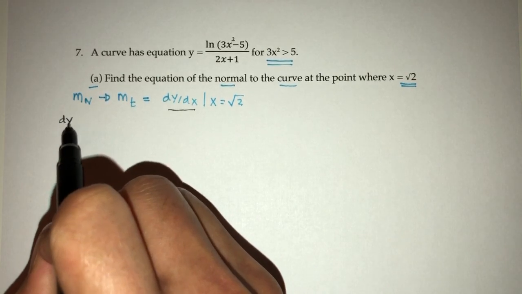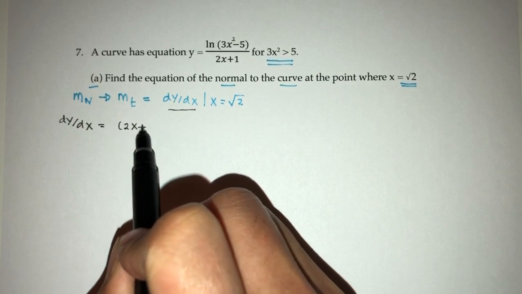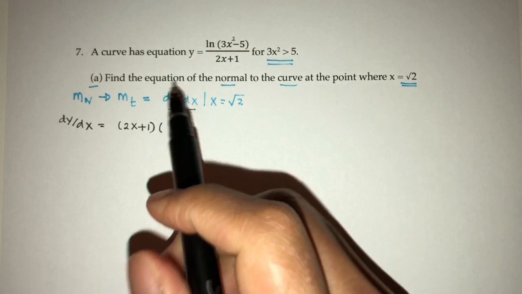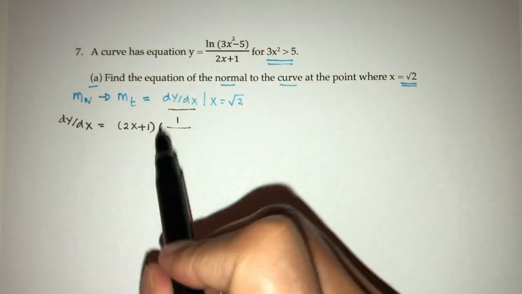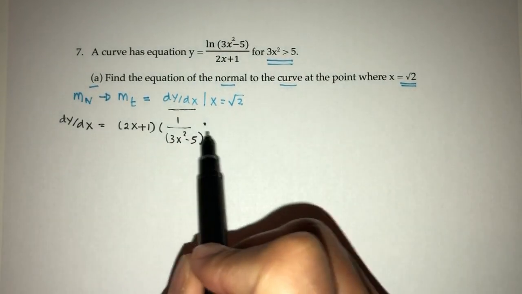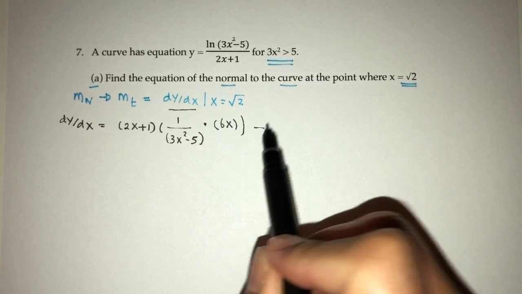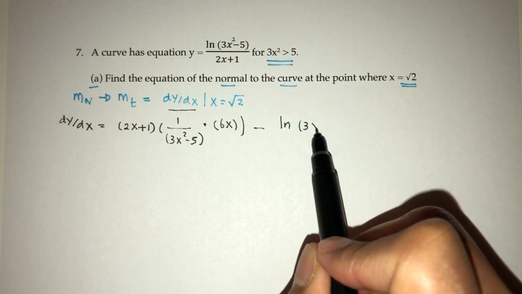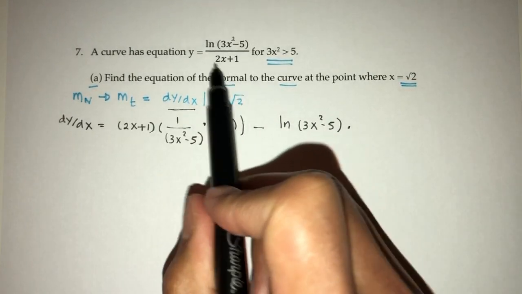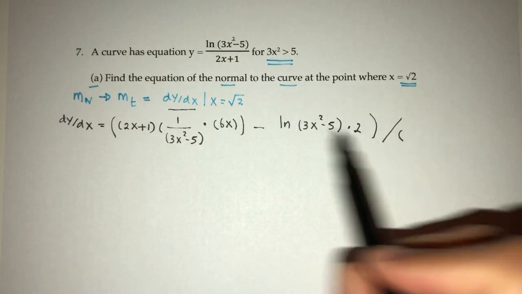So dy by dx will be, first thing we have to write the base as it is, and then differentiate the top. You will have 1 over the value here, 3x squared minus 5, and then multiply by the differentiation of this one. That will become 6x. Then minus the top value, this one, and then multiply by d by dx of this one. It will become 2, and everything will be divided by the base square.